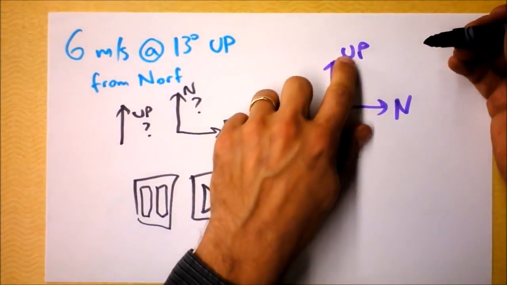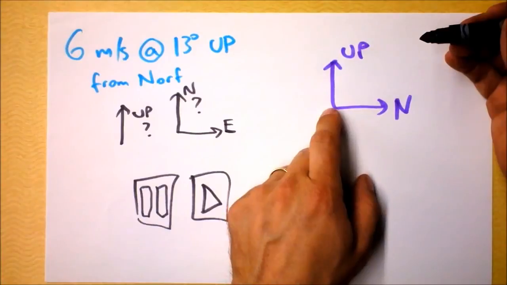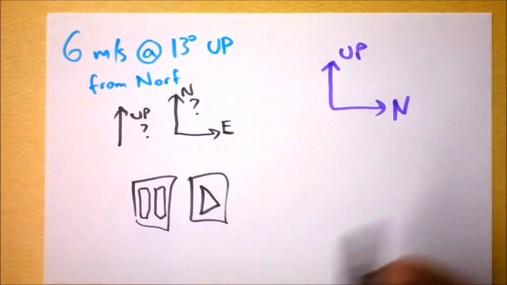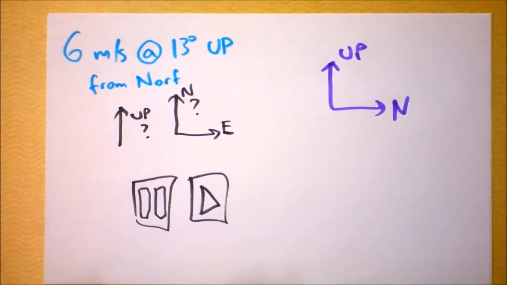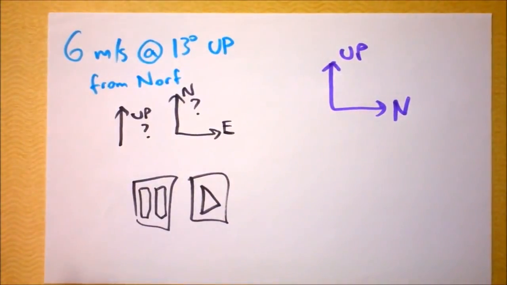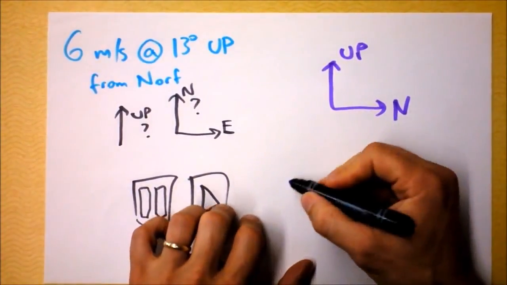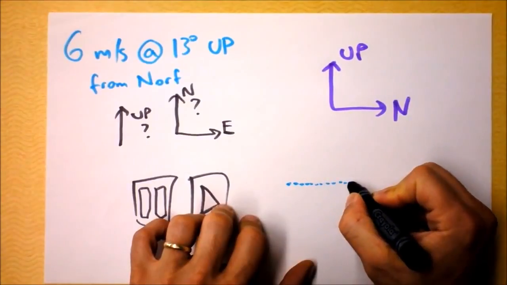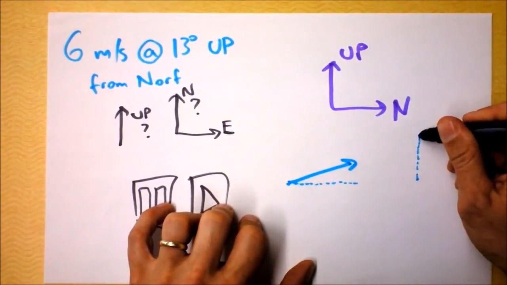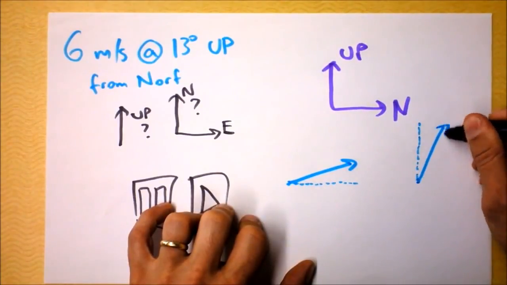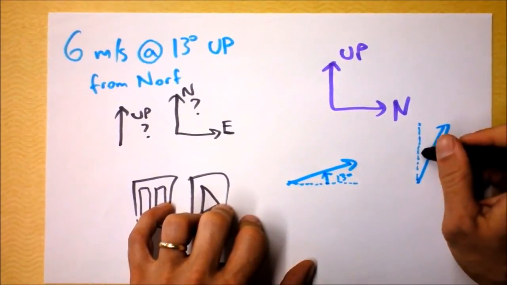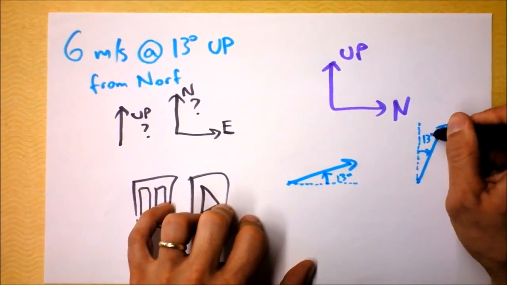Up, north, right angles to each other, and I need to specify a vector that is 13 degrees up from north. Sometimes that's a challenge also. Let me show you where people struggle on this. 13 degrees up from north. They'd be like, well, is it 13 degrees up from north like that? Or is it 13 degrees up from north like that? Is this 13 degrees up from north, or is that 13 degrees up from north?